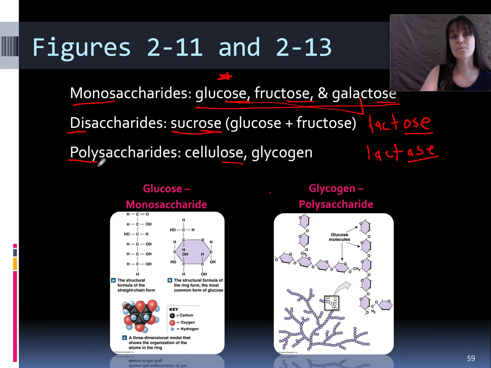Polysaccharides, poly means many. So polysaccharides are lots of monosaccharides bound together. Example, cellulose, which is a plant polysaccharide, and glycogen, which is an animal polysaccharide. And glycogen is just a bunch of glucoses pop-beaded together. I've got a picture here for you. So this is a glucose, in its ring structure, how it is normally found. And then these ring structures just pop-bead together in a branched structure. And this is called glycogen.